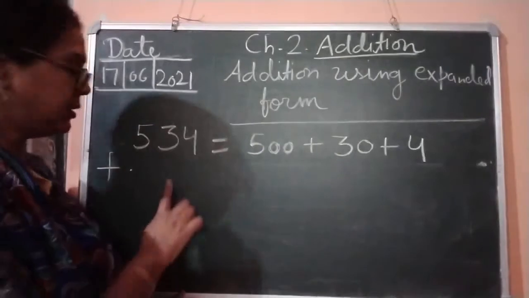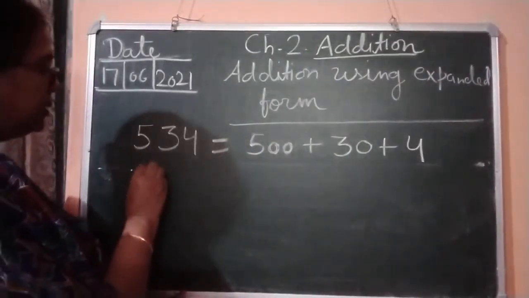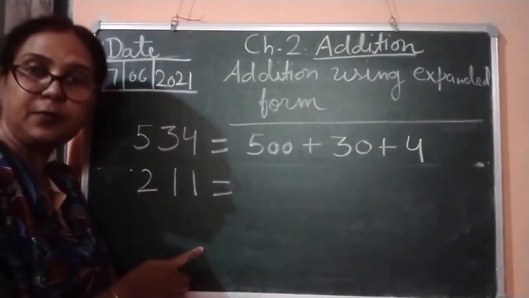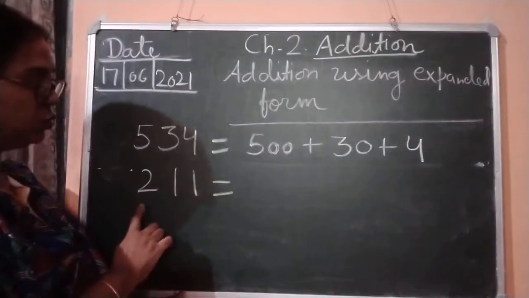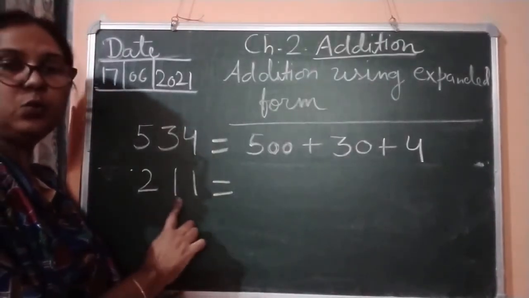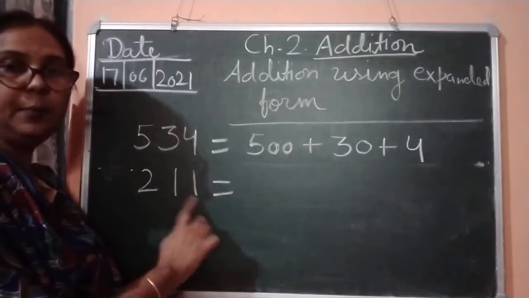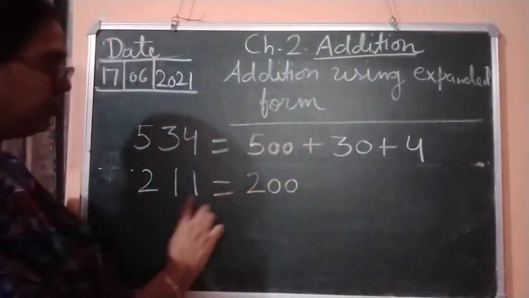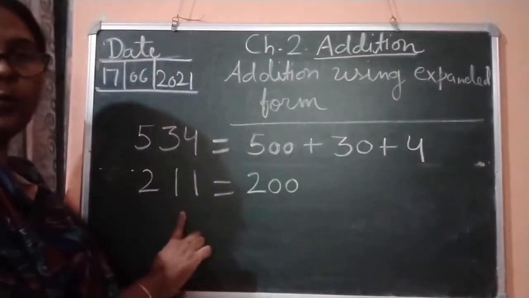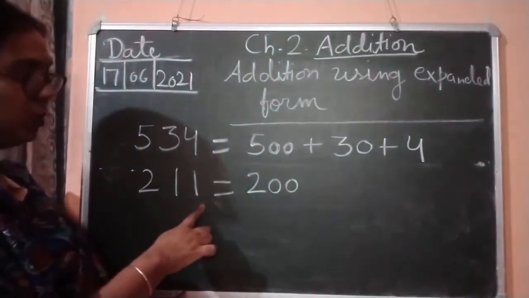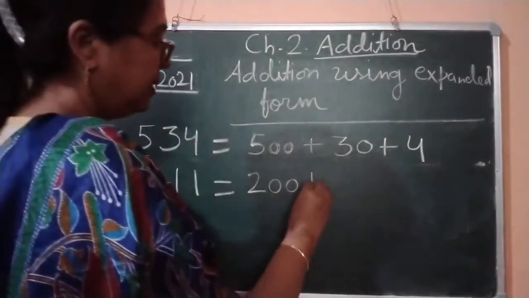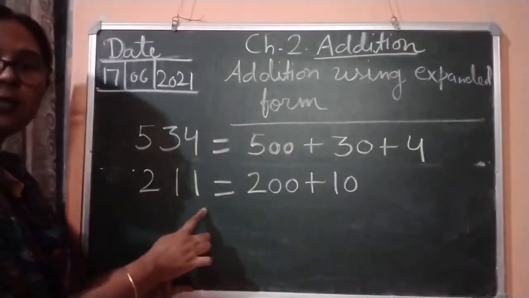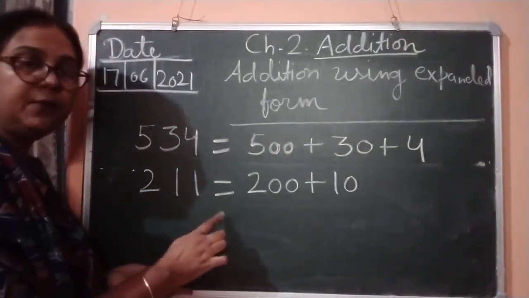Now if we write the next number, that is 211. How can we write it in expanded form? First of all, because this is 211, after the 2 you can see there are two numbers, 1 and 1. So we will write 200, then 10 will be placed, because only one number is there in the tens place. And at the last number, you can see this is at the ones place. So what is there? Only 1.